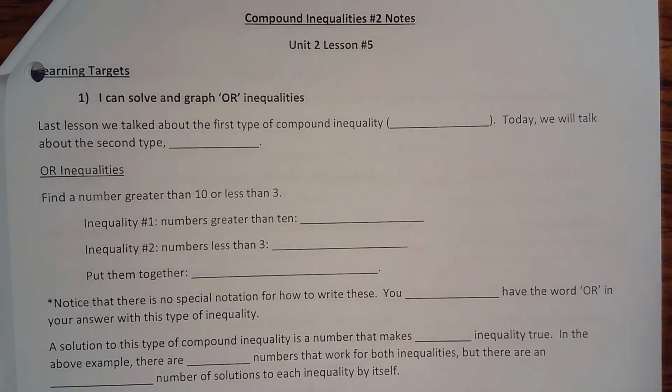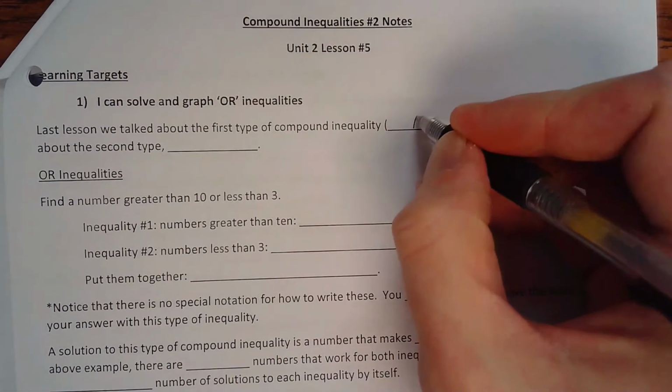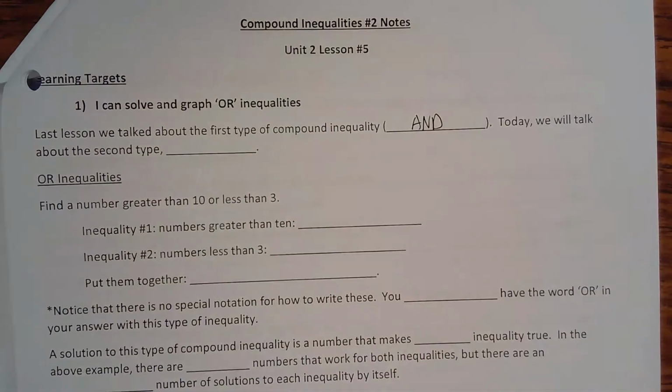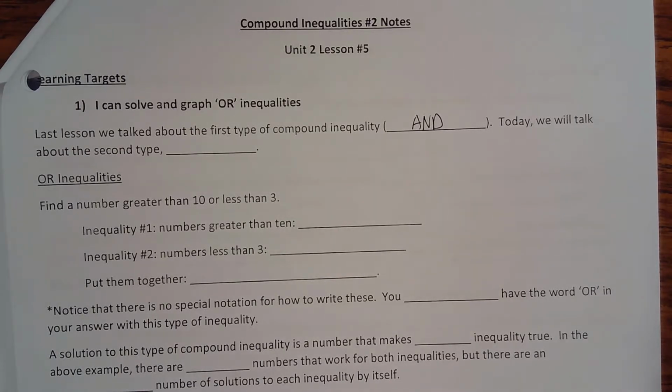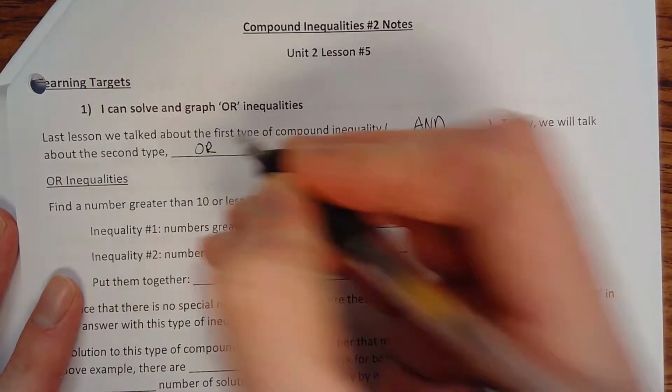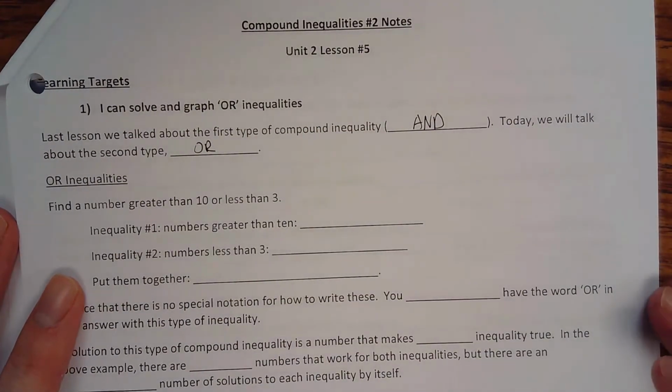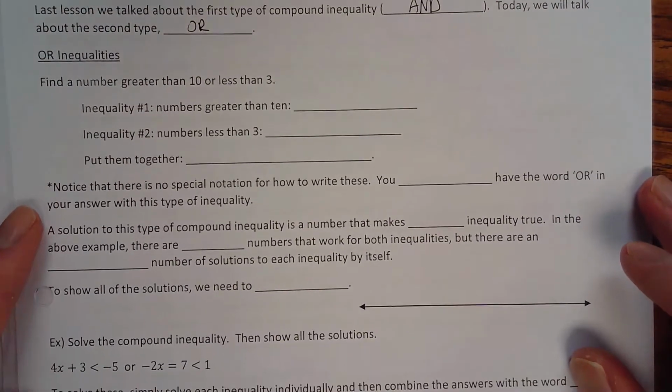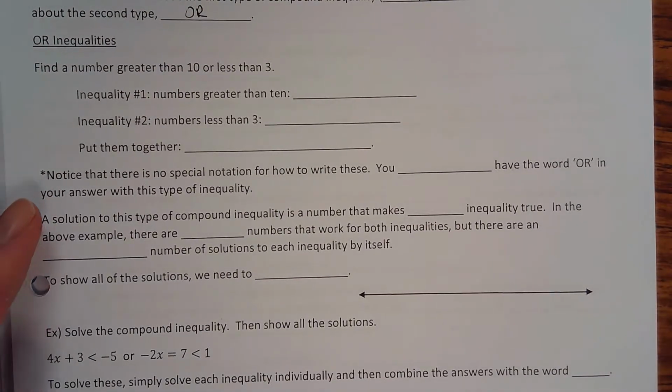Last lesson, we talked about the first kind of inequality, the "and" inequalities. For that, we had to find all the numbers that made both parts of the compound inequality true. Today, we're going to talk about the second type, which is the "or" inequalities. So here's an example: find a number greater than 10 or less than 3. There are two conditions here. You just have to make one of them true.